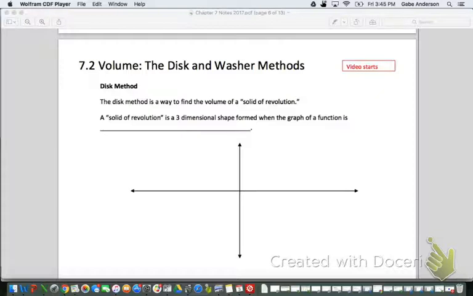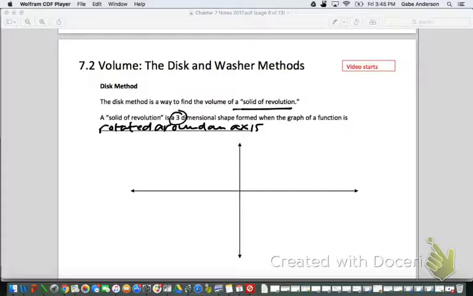The disk method is a way to find the volume of what we call a solid of revolution. A solid of revolution is a three-dimensional shape formed when the graph of a function is revolved or rotated around an axis. So I want to give you some visual on this. I've got a couple of good visuals for you.